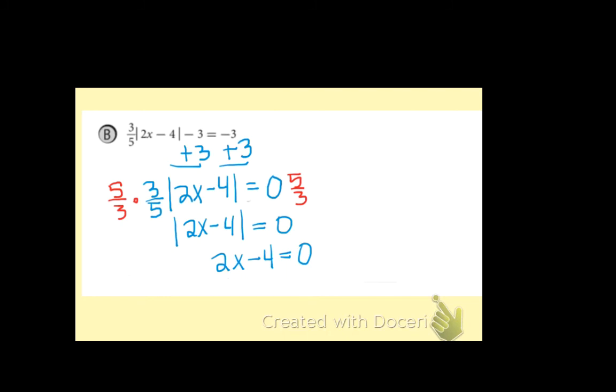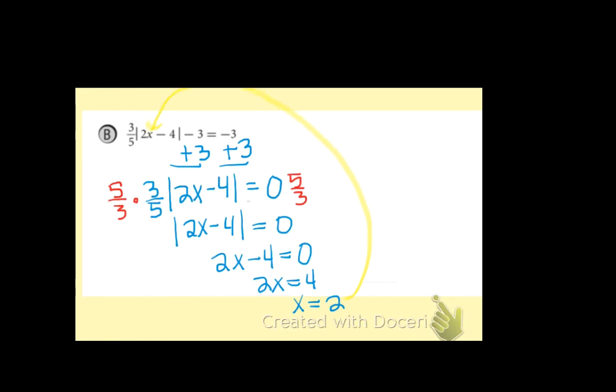So we're going to go ahead and add 4 to both sides, leaving 2x equals 4. Divide by 2, and I get x equals 2. And I can go ahead and check it by substituting it back into the equation. And I'm just going to real quick talk you through that check.